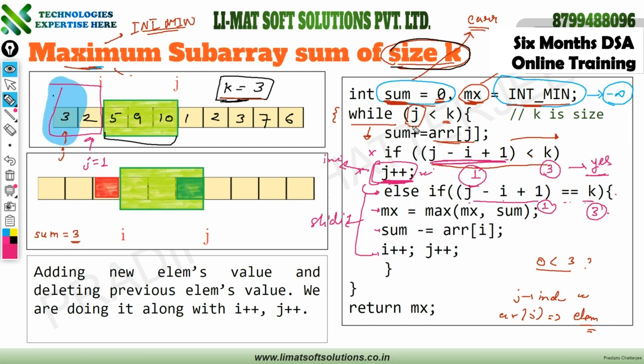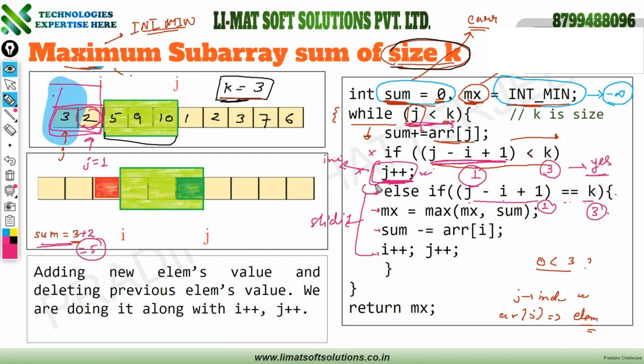I will again check this condition. If j is less than k, what is j? j is 1. What is k? k is 3. Is it true? Yes, the condition is true. So I will add the value 2 to the previous value of sum. So with sum, I will add 2, and the current window sum will be 5. Now the current window sum is 5. What will I do? I will again check this condition, j minus i plus 1. Now what is j minus i plus 1? It is 2.